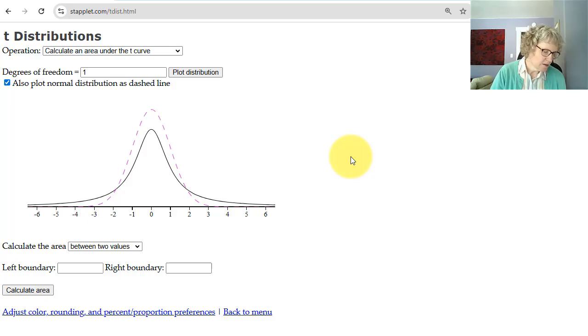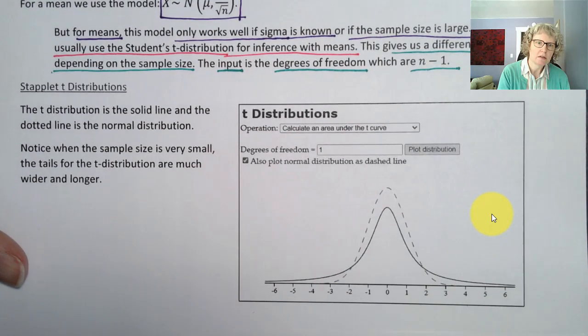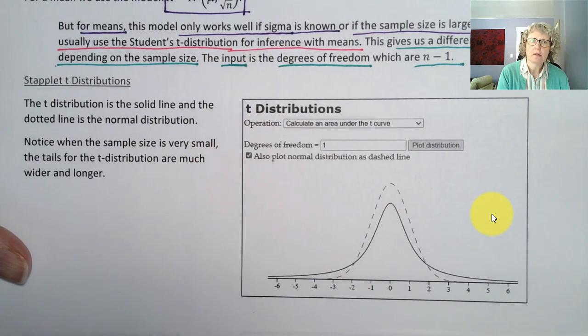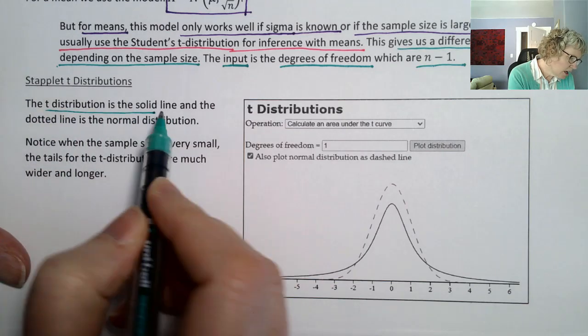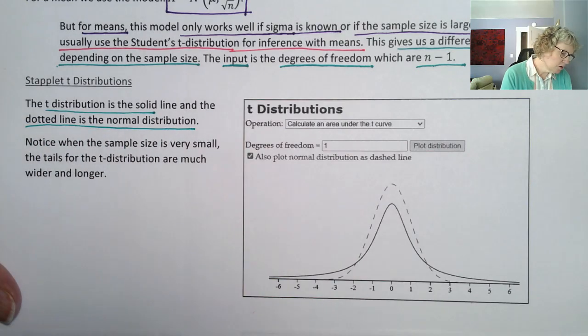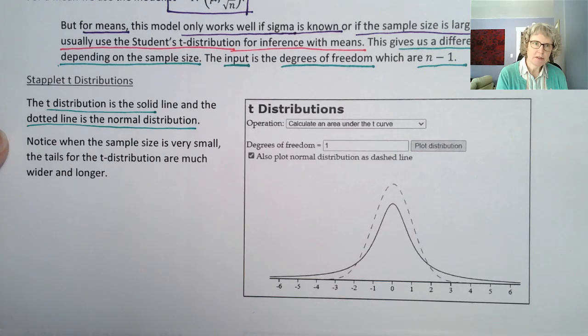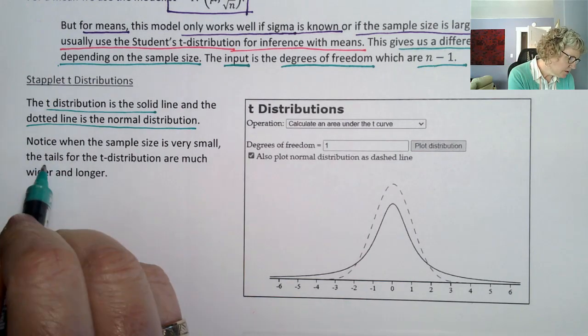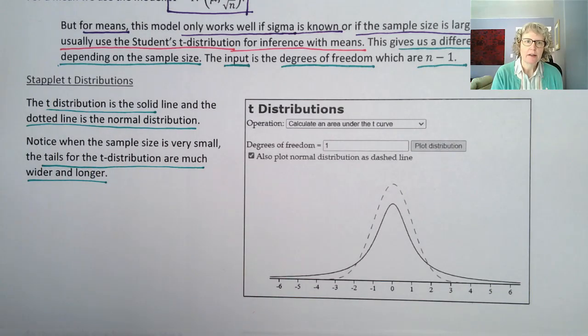And so let me go back to the notes here for a second. Okay, great. So here's the screenshot of what we just did. The t-distribution is the solid line, and the dotted line is the normal. So this is kind of what I was just saying. Notice the sample size. When the sample size is very small, the tails for the t-distribution are much wider and longer. Okay, they're kind of fatter tails.